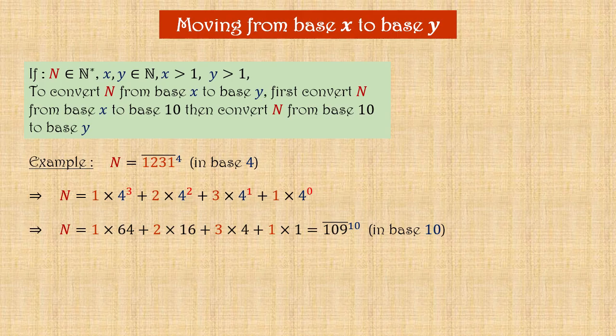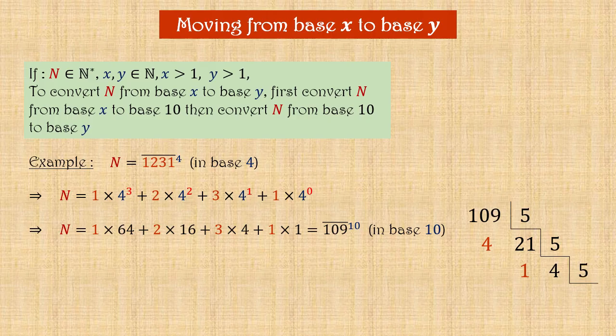Now, in order to convert the number 109 to base 5, we do the successive Euclidean divisions of 109 over 5 until we reach the quotient 0. As shown in the appearing figure, by doing the Euclidean division of 109 by 5, we find 21 as a quotient and the number 4 as a remainder, which will be multiplied by 5 to the power of 0 in our base 5 numeral system. Then by doing the Euclidean division of 21 over 5, we find 4 as a quotient and the number 1 as a remainder, which will be multiplied by 5 to the power of 1.